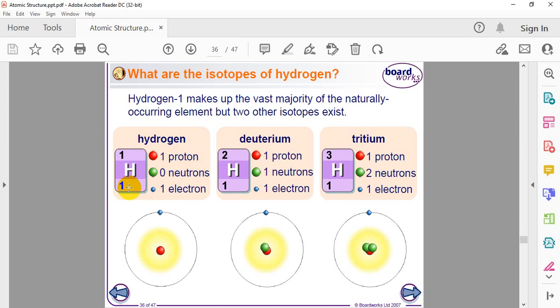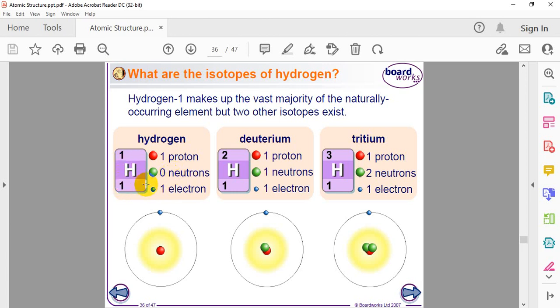Recall that the proton number of hydrogen is 1. As the proton number is 1, definitely the electron number will be 1. Neutron plus proton gives us the mass number.